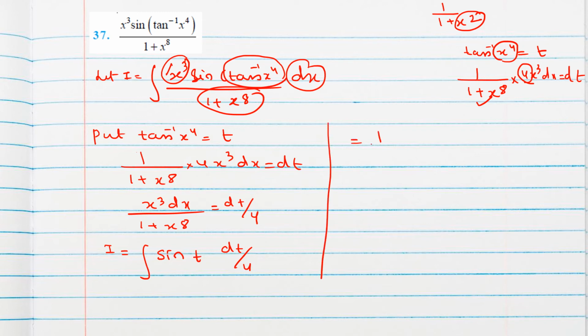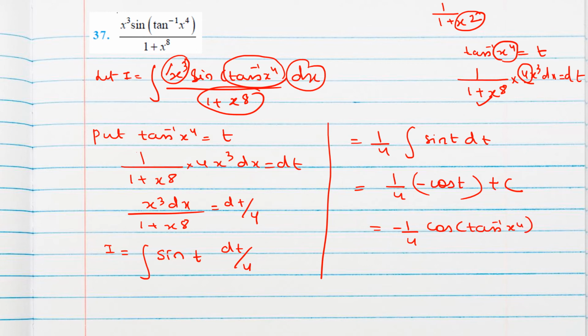So 1 by 4 integral sine t dt we can write, and we know integral sine t is what? Minus cos t. So t value we can substitute, minus cos of tan inverse x power 4 plus c.